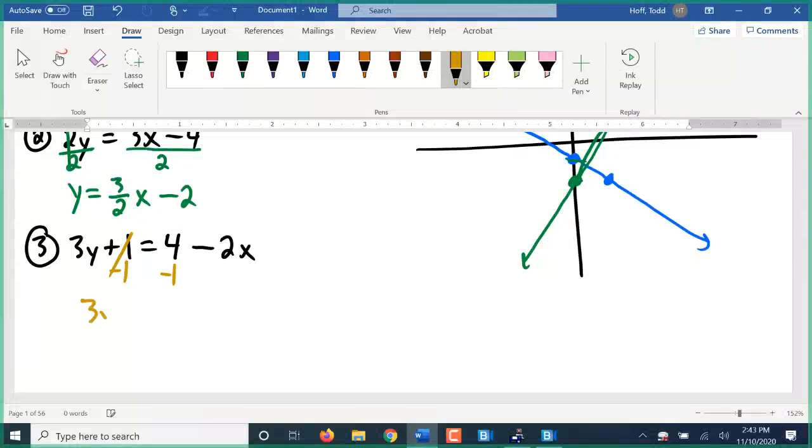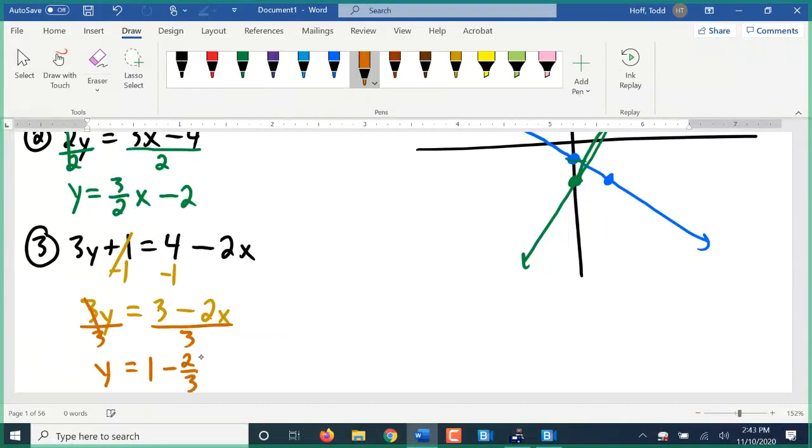So on the left side, I have 3y equals 4 minus 1 is 3, and then I have the minus 2x yet. I have to get rid of the 3 yet. It's multiplying y, so I'm going to divide by it. Remember, when we divide, we divide every digit on the other side by 3. So 3 divided by 3 is just 1. Negative 2x divided by 3. Well, negative 2 divided by 3 is negative 2 over 3, or negative 2/3 x.